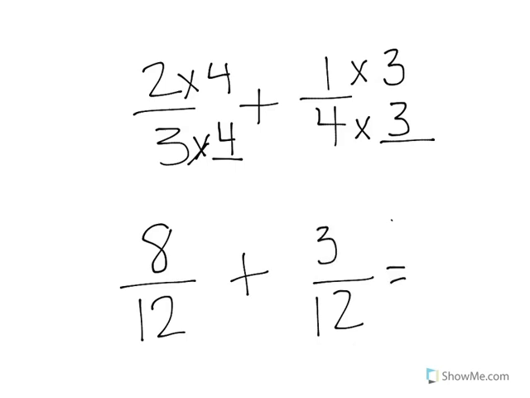Now I can add these together. 8 plus 3 is 11. And then I keep the denominator the same because that's the total parts. So 2/3 plus 1/4 equals 11/12. Let's try another one.